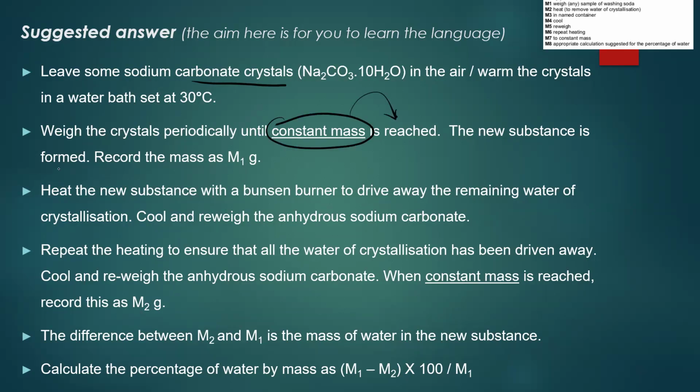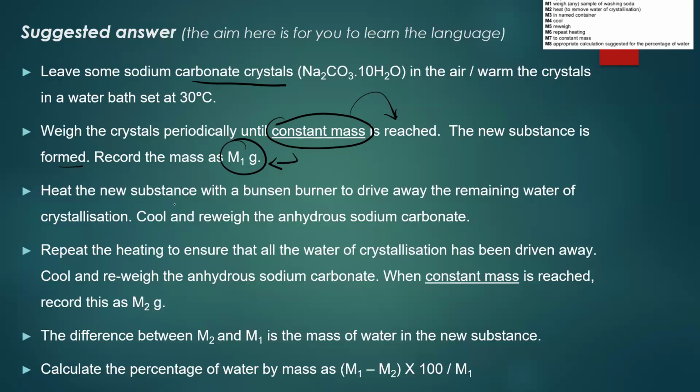If the new substance is formed, record the mass of the new substance, and this is M1. So after heating, some of the water will be left in it, so you will weigh that substance. Heat the new substance with a Bunsen burner to drive away the remaining water of crystallization. Cool and re-weigh the anhydrous sodium carbonate.